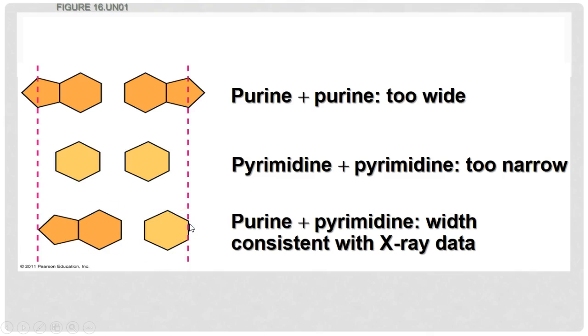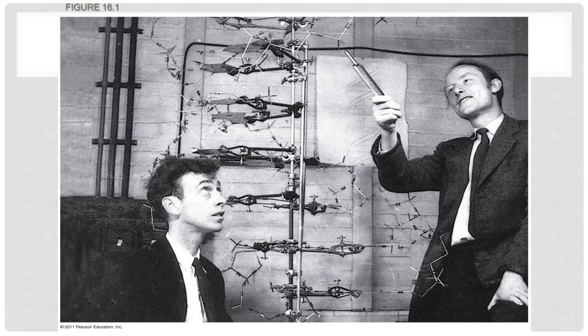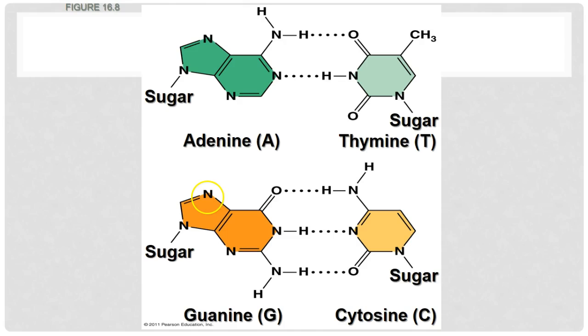you're going to have consistent width of the molecule, which is what you see in the X-ray data that Rosalind Franklin gathered. So they figured this was more specific, and they looked at what Chargaff had learned, and along with the things that Franklin and others had determined, and they built a model to show how DNA was constructed. And this was kind of the beginning of our understanding of how DNA works.